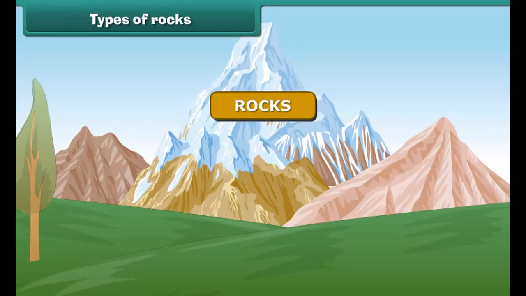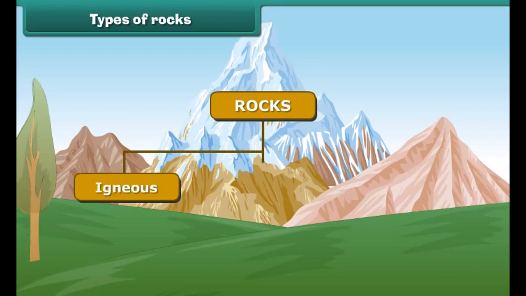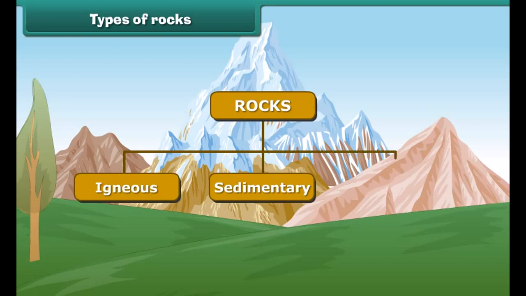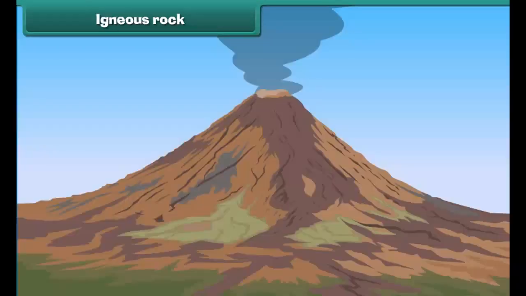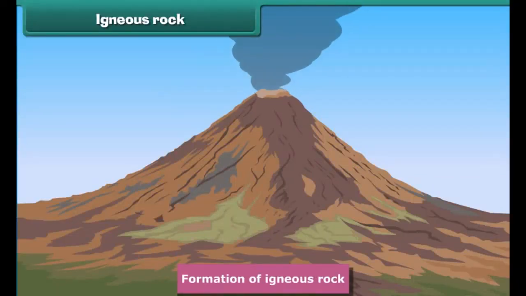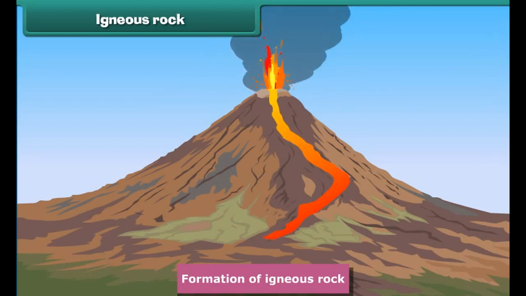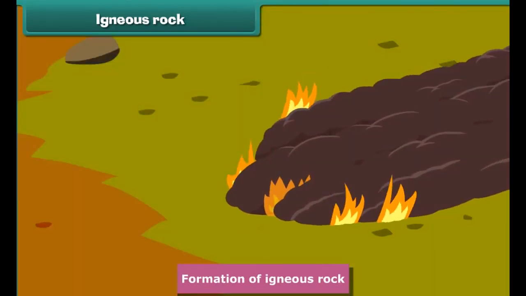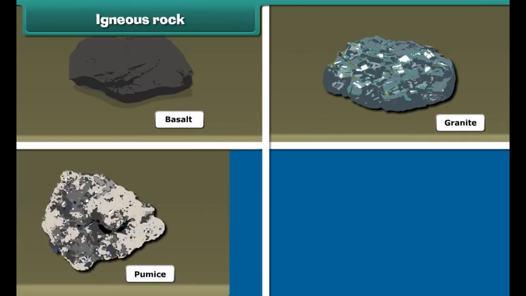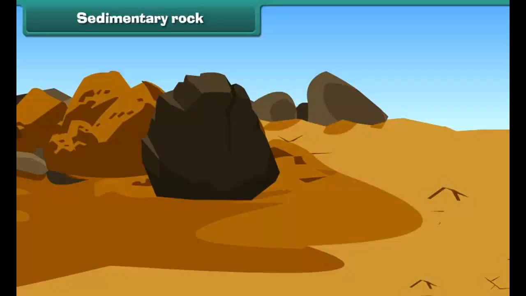Dear friends, there are three main types of rocks depending on how they are formed. These are igneous rocks, sedimentary rocks, and metamorphic rocks. Let's discuss them in detail. Igneous rock is formed when molten rocks like lava in volcanoes cool and get hardened, solidified. It is often shiny and glossy. Basalt, granite, pumice, and quartz are examples of this kind of rock.